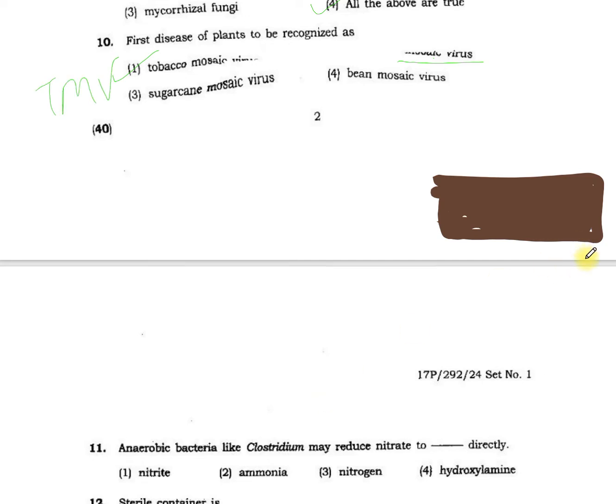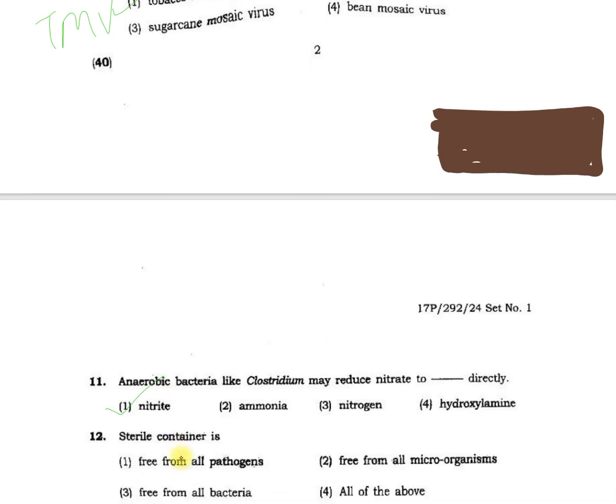The question number 11 says, anaerobic bacteria like Clostridium may reduce nitrate to dash directly. Options are nitrite, ammonia, nitrogen, hydroxylamine. The option 1, nitrite, is the correct one.